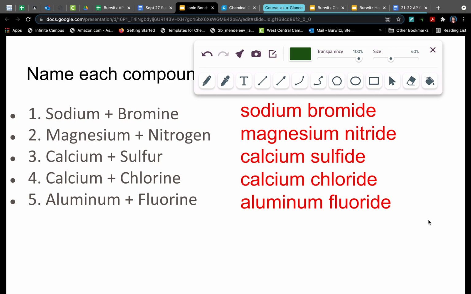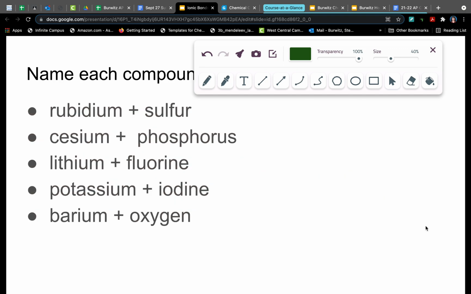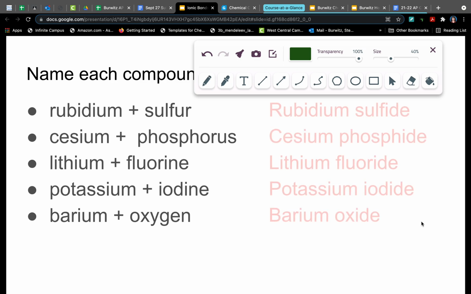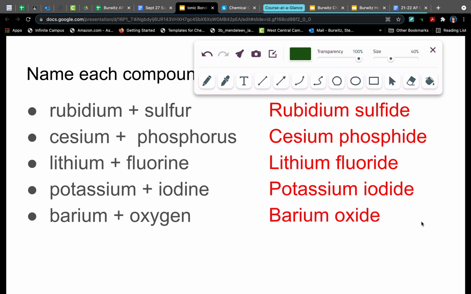Now I'm going to go on to the next slide. I would pause this video. I am going to put the answers up on display in 3, 2, 1. We have rubidium sulfide, cesium phosphide, lithium fluoride, potassium iodide, and barium oxide.